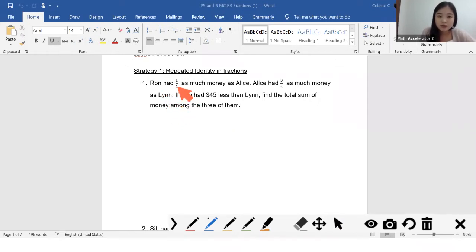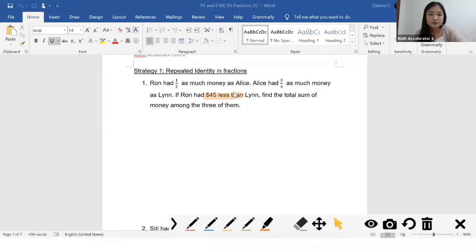Question one: Ron had half as much money as Alice. Alice had 3/4 as much money as Lynn. If Ron had $45 less than Lynn, find the total sum of money among the three of them.